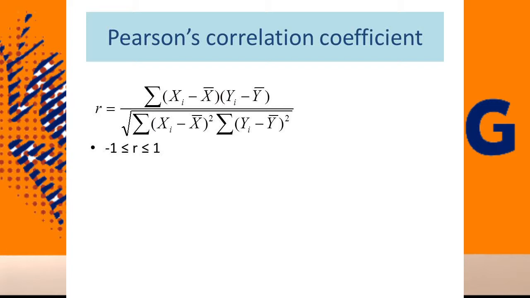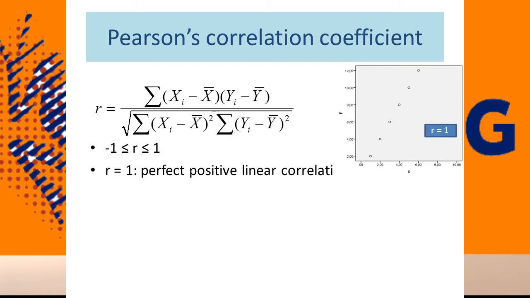You can show mathematically that Pearson's correlation coefficient is always between -1 and +1. If r equals 1, the points are on a straight line. There is a perfect positive linear relationship. Here you see an example of a perfect linear relationship. Please note that the correlation coefficient of 1 does not mean that the slope of the line equals 1. It just tells us that the points are on a straight line with a positive slope. If r is equal to -1, there is a perfect negative linear relationship.